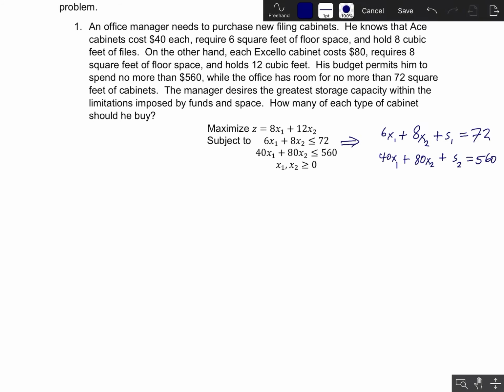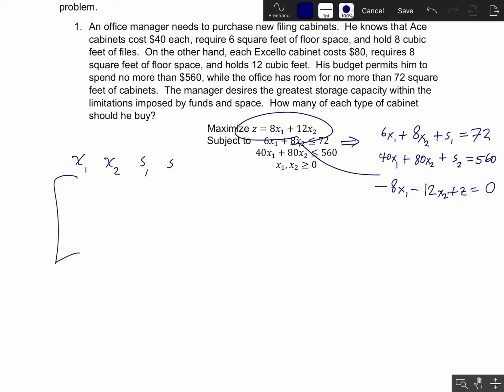And remember that we also want to take our objective function and rearrange it so that all of the variables appear on this left side. So we would have a negative 8x1, minus a 12x2 plus a z is equal to 0. So that will become our objective row in our initial simplex tableau. So now we're going to set up the simplex tableau. For my initial simplex tableau, I normally like to label the columns, but you don't have to continue labeling the columns.